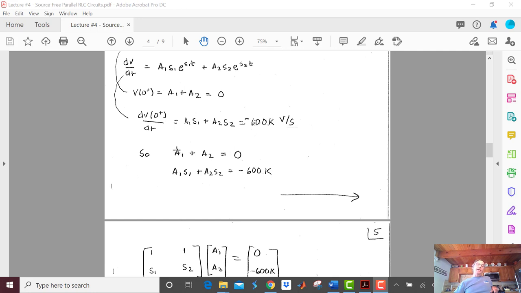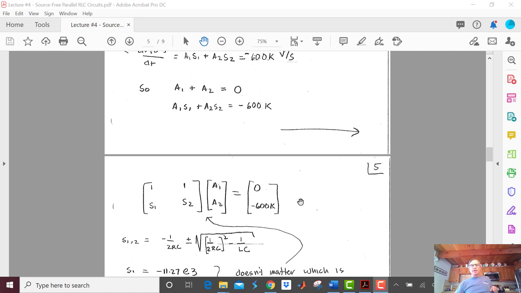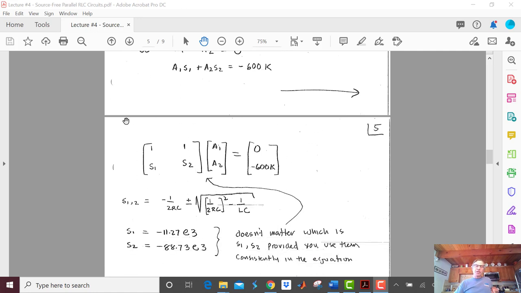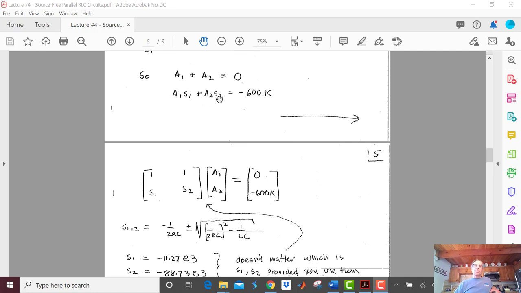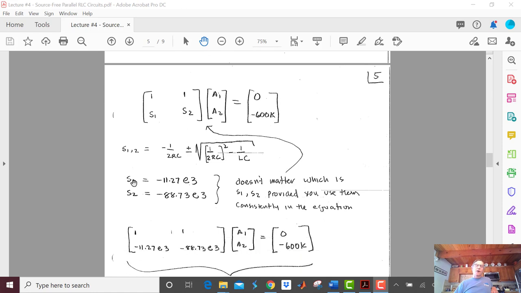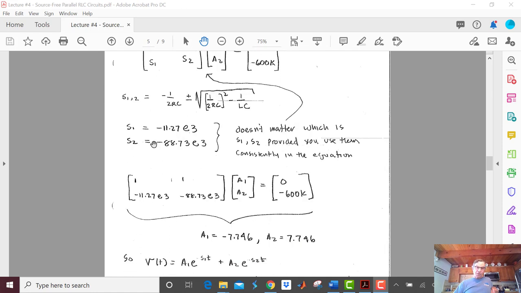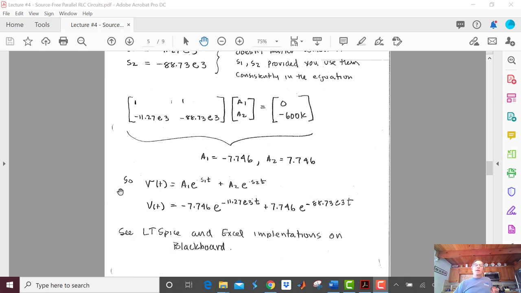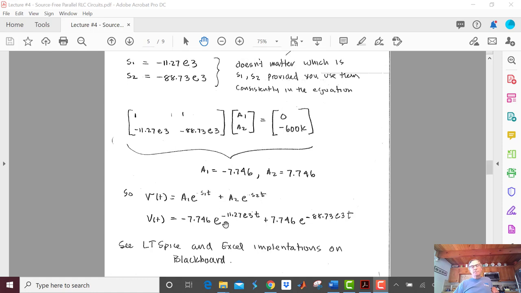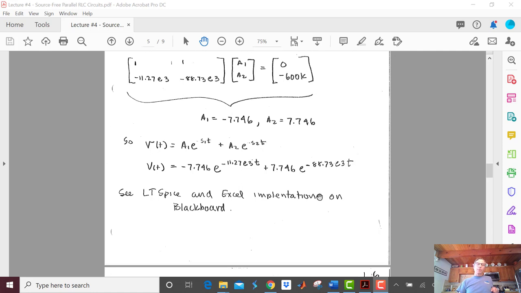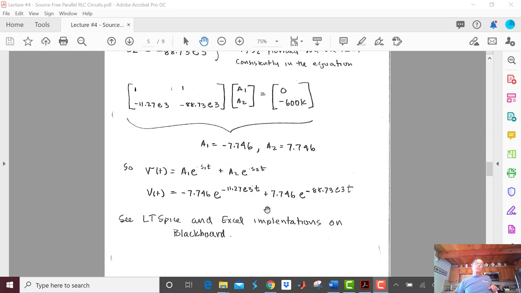Okay, now we got everything we need to calculate A1 and A2. Here's our matrix. This is the thing that I like to have on my cheat sheet. And you notice, as long as I'm consistent with S1 and A1 and S2 and A2, I'm always going to get the right answer. And I solve, here's where I solve for S1 and S2. I put them into the matrix. I get A1 and A2. And I just write down the answer because this is this. I just put in my A1, my A2, my S1, my S2. And you can see those implementations on Blackboard. Now, you've got the right answer.